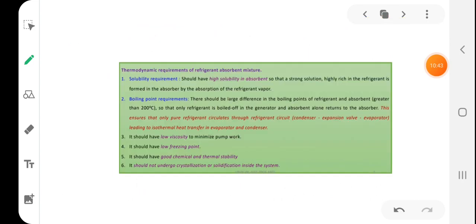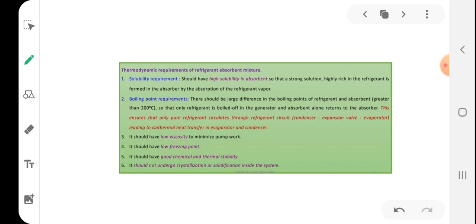Now the thermodynamic requirements of a refrigerant absorbent mixture. The case we have studied is one where the refrigerant is ammonia and the absorbent is water. So what are the thermodynamic requirements of a refrigerant absorbent mixture? The first requirement is solubility. It should have a high solubility in the absorbent. Ammonia gets easily dissolved in water, so there is no such problem with aqua ammonia solution. It will be easily formed.